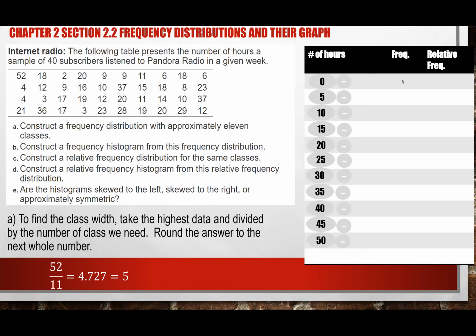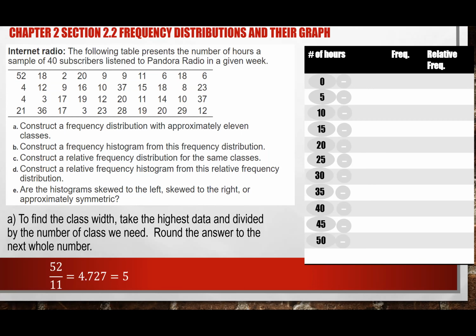Question? The 11 is the number of classes they want right here. For part A, because they want 11, if they said 12, then you take 52 divided by 12. It's the number of classes that they want, and that's how I come up with the 11. If they said 7, then I take 52 divided by 7.